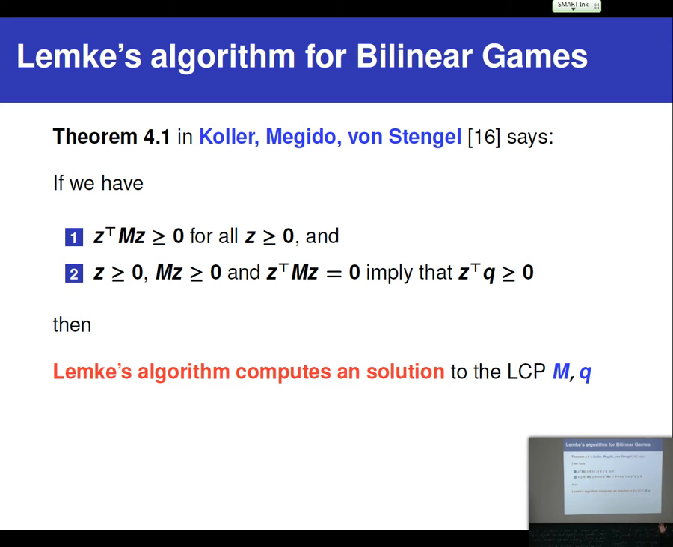Here we have a condition taken straight from Bernhard and Nimrod's paper, which in turn was extracted from the Bible of these things, a book of Cottle, Pang and Stone, which basically does depend on the q, but says if we have these conditions, Lemke's algorithm is going to work. And so once we have this, we can just kind of forget about it. And for bilinear games, Lemke's algorithm is going to work.